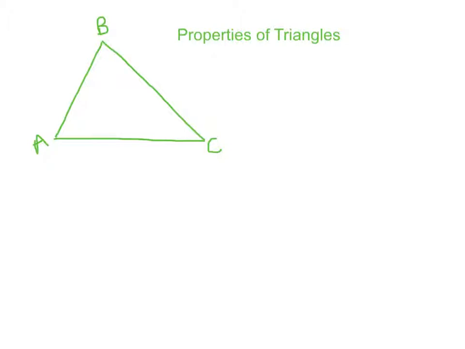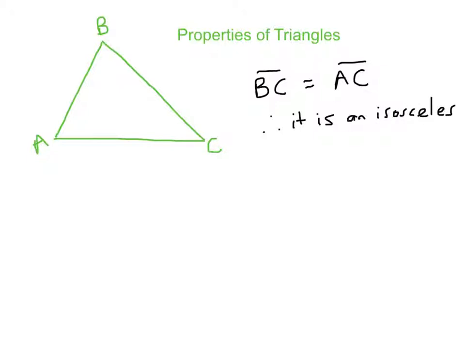So the first thing you should do is look at the lengths, using your formula for the lengths of the sides, the length of BC and the length of AC. If the length of BC equals the length of AC, you could say that therefore it is an isosceles triangle because two sides are the same length.